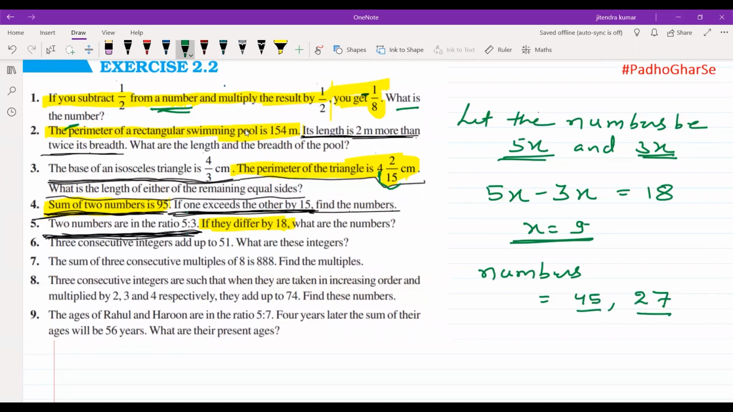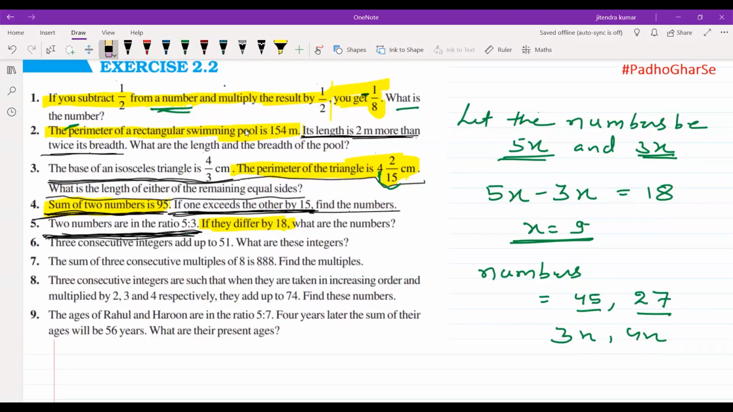Sir, we have to let them be x, this x and this x. Yes, whenever we are given ratios, we will always consider x multiplied by the given ratio. If it is given as 3:4, we will consider 3x and 4x as the numbers, or whatever is given there. In this way we will consider it in this type of question with ratios.